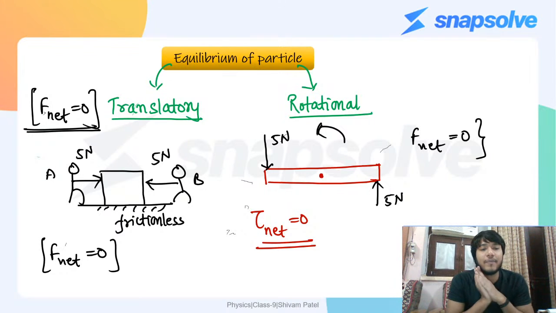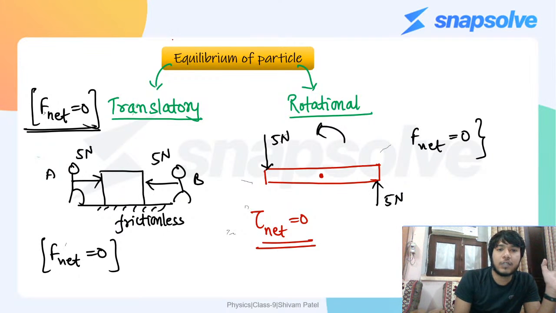The conditions will be that the net force acting on it should be zero for it to be in translatory equilibrium. And the second condition will be that the net torque acting on the object should also be zero. Then only you can say that the total equilibrium of the particle is there. Is it clear or not? Please tell me fast. These points are clear. So there are two conditions.